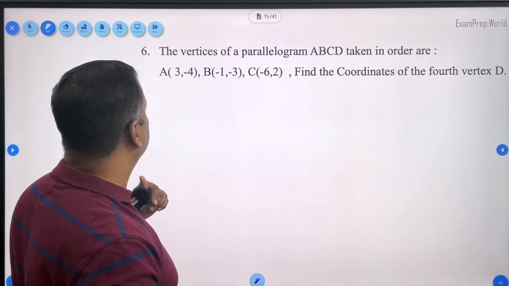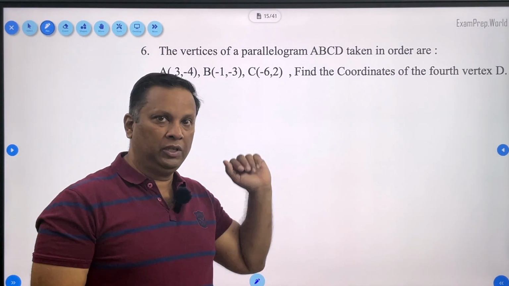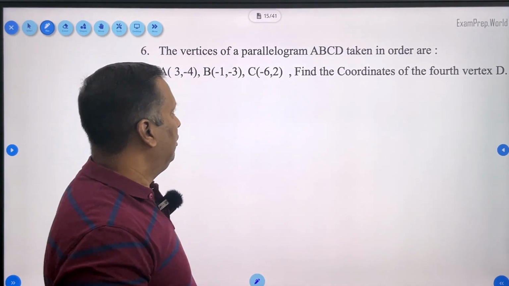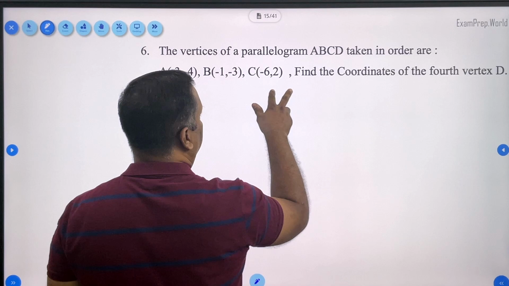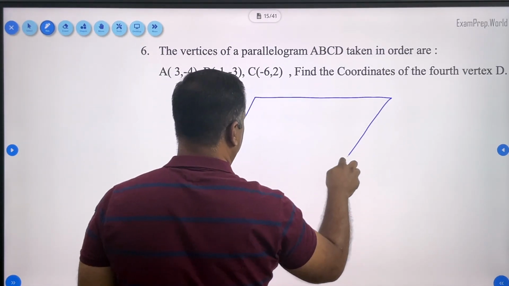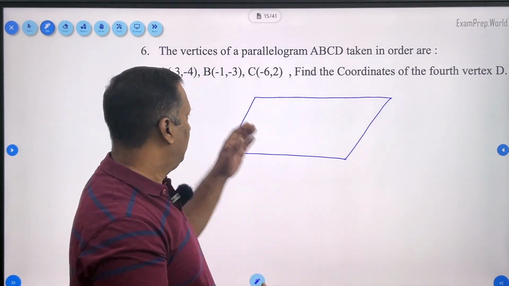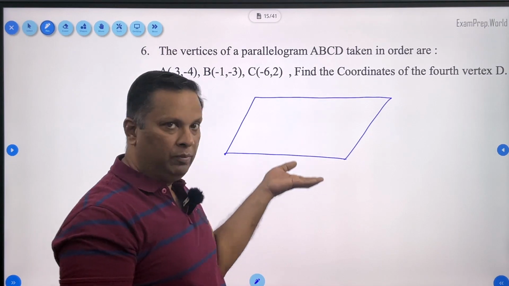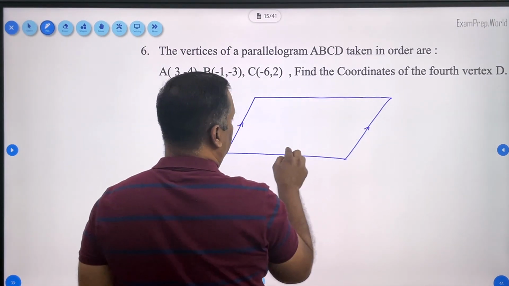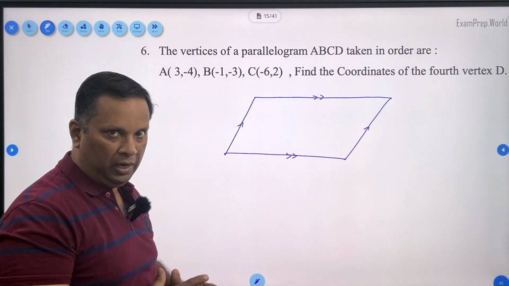Now let's see this question. This question is a very, very important question. I have seen this kind of question coming many times in the examination. So they have given a parallelogram and they have given 3 coordinates. They are asking for the 4th coordinate. So I am going to draw a parallelogram here. A parallelogram is a shape where opposite sides are parallel, this one and this one are parallel, above and bottom are also parallel. So let me show that with the parallel symbol. When you have this kind of symbol, that means these lines are parallel.